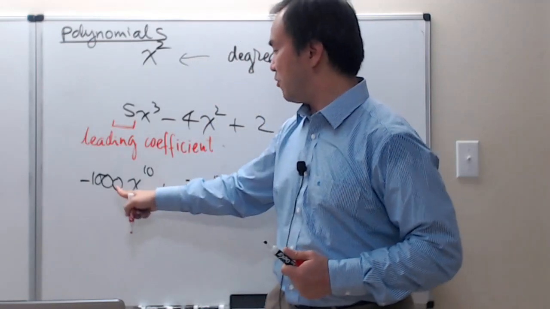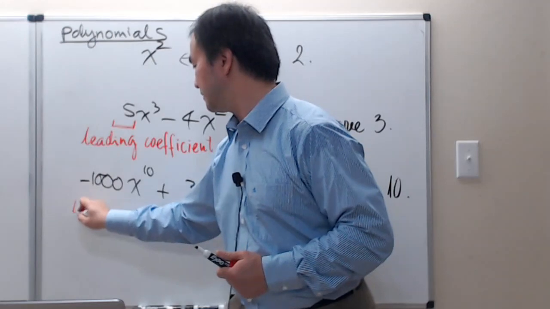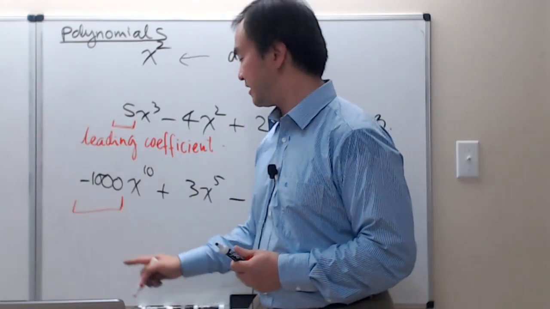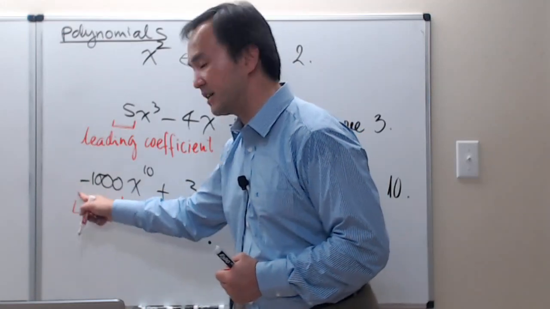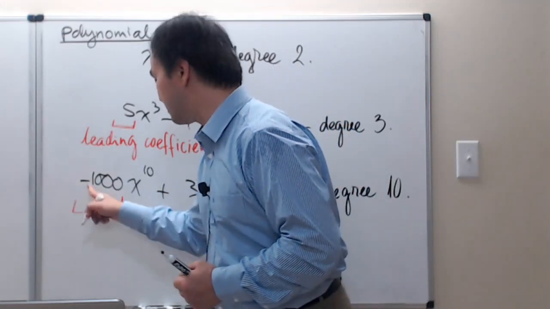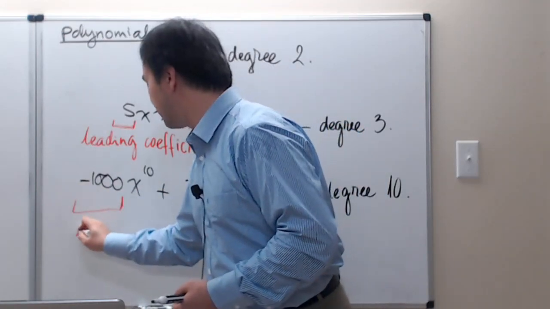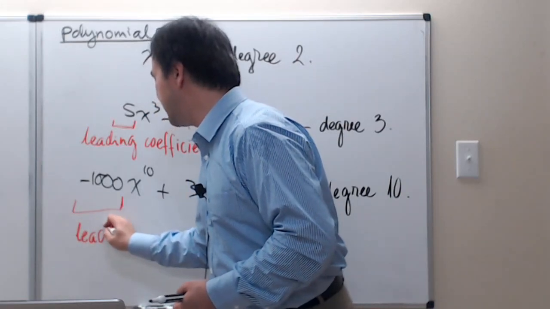Okay, so same way here in my bottom polynomial on the list here, the highest power is here, the power 10. So the leading coefficient is 1,000. So this, I mean negative 1,000. So this negative 1,000 is my leading coefficient.